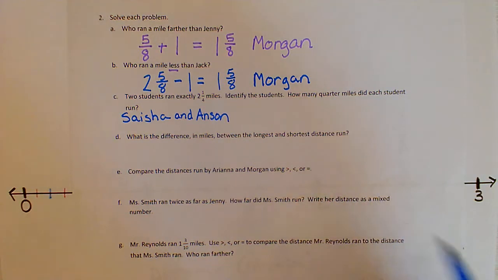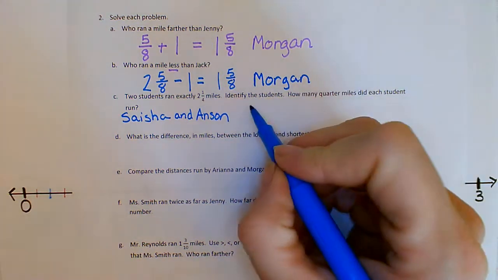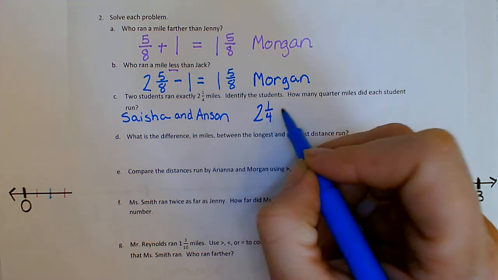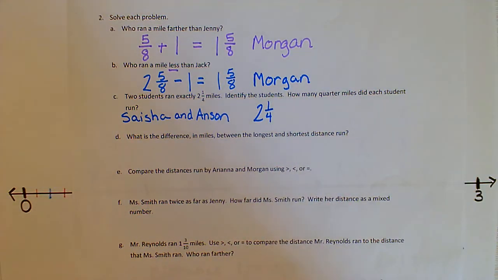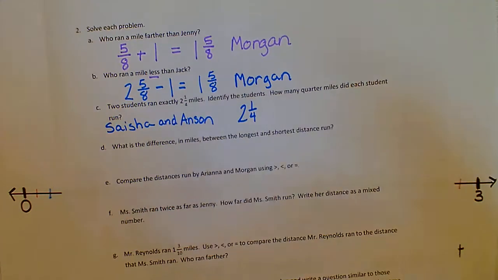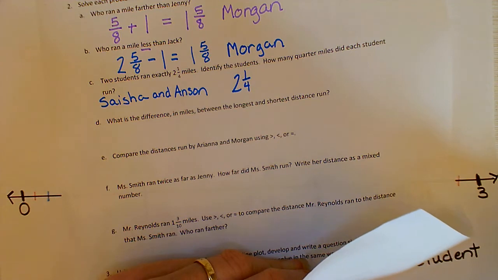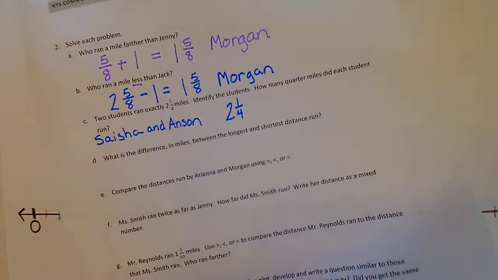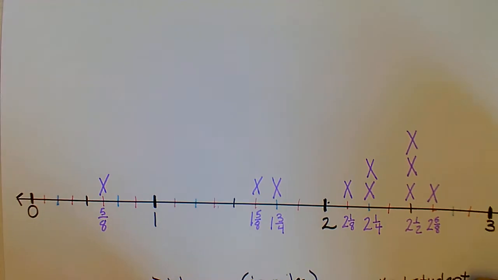It says, how many quarter miles did each student run? So what we need to do is we need to convert 2¼ into all quarters. And how would we do that? How do we convert our 2¼ into all quarters? Well, we have a bunch of ways we can do that. I'm going to grab us a fresh piece of paper. I have one under here still waiting. Make sure we're all lined up again.